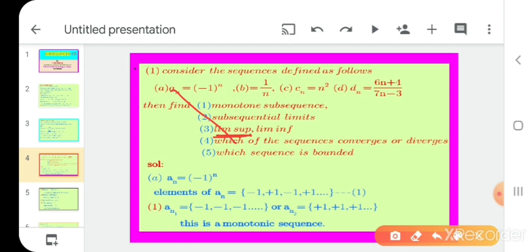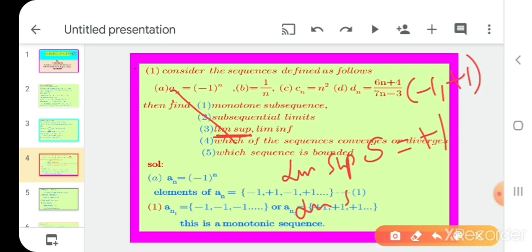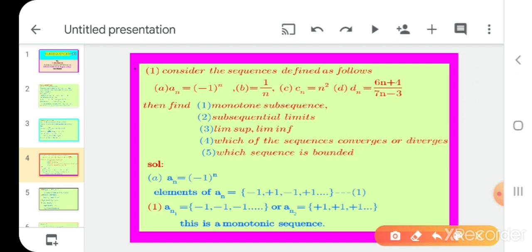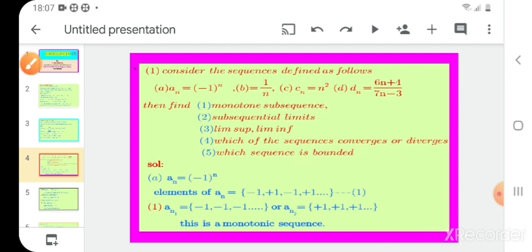Okay. Next, limit supremum of an. What is the formula of limit supremum of an? Supremum of capital S. What are the elements in capital S? Minus 1 comma plus 1. Then the supremum is plus 1. Then similarly, limit infimum of an, we get minus 1. Next, is the sequence convergent or divergent? This is divergent since it has minus 1, plus 1, minus 1, plus 1. This is an oscillating sequence, so we write it is divergent. Okay, next. Is this a bounded sequence or not? Bounded. Why? It has a lower bound and it has an upper bound. So this is a bounded sequence.